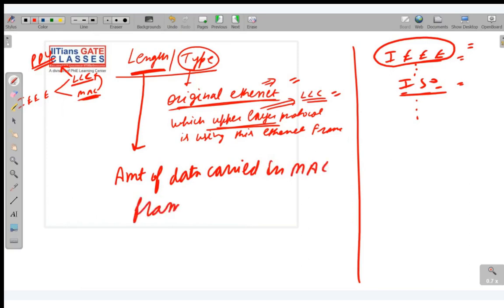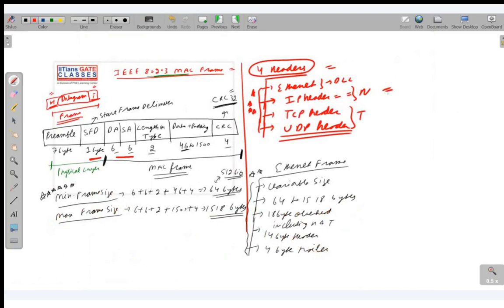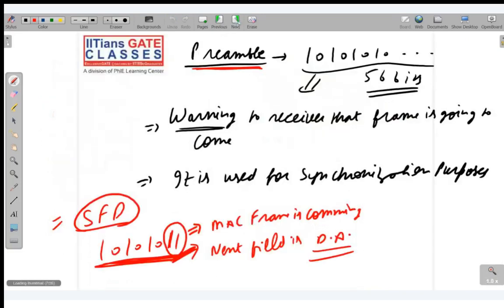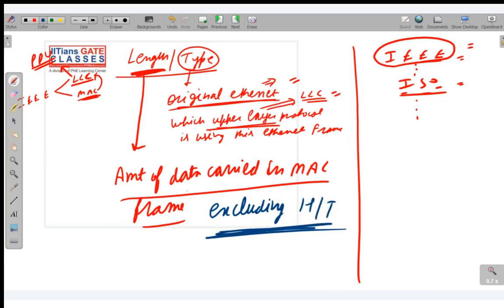It is not header plus data. It is not total length. You will get confused when we study this. I have told you we have many headers to study. When we study the IP header and TCP header, you might get confused because there we will have a total length field. Here it is not total length, it is just the length field. Length means amount of data carried in the MAC frame, excluding header or trailer. Do not consider header in it. Okay, that is about the length field.